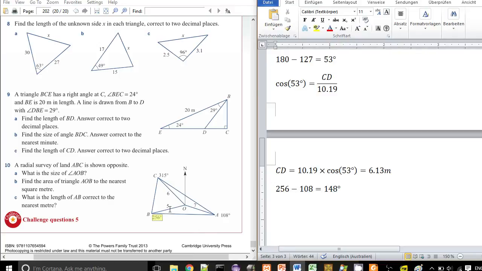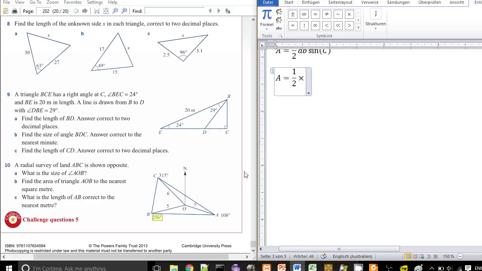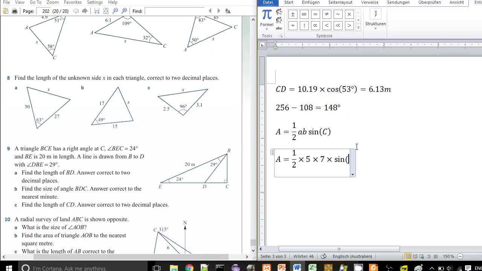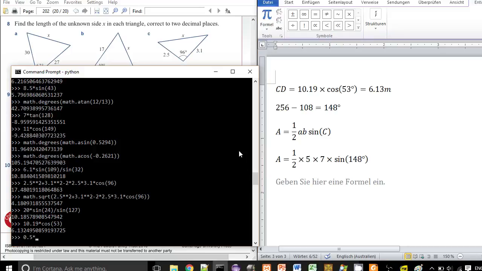The area of AOB. Okay, so I know the angle here and I know the two side lengths, 5 and 7. I'm assuming meters. I don't think it mentioned. Okay, so the area is half AB sine C. So half times, so the two lengths we're looking at are 5 and 7. So 5 times 7, and then it's important the angle in between them. Where was it? 148, I think. So 148 degrees. So 0.5 times 5 times 7 sine 148.